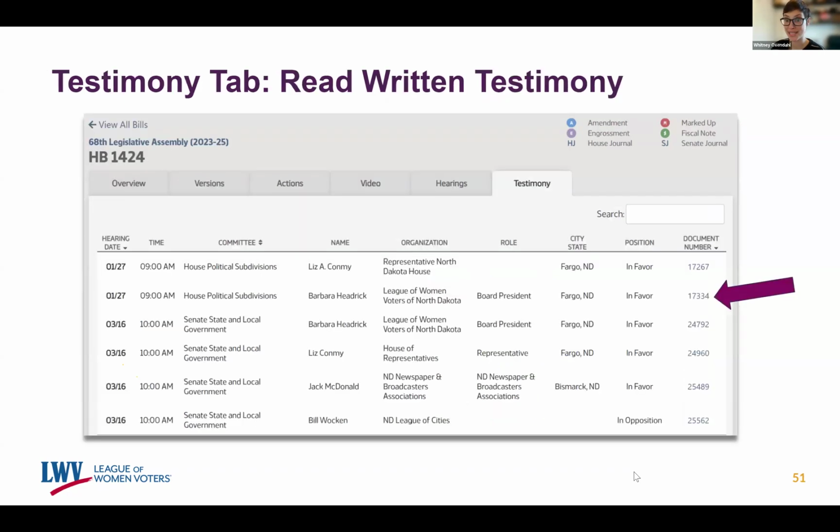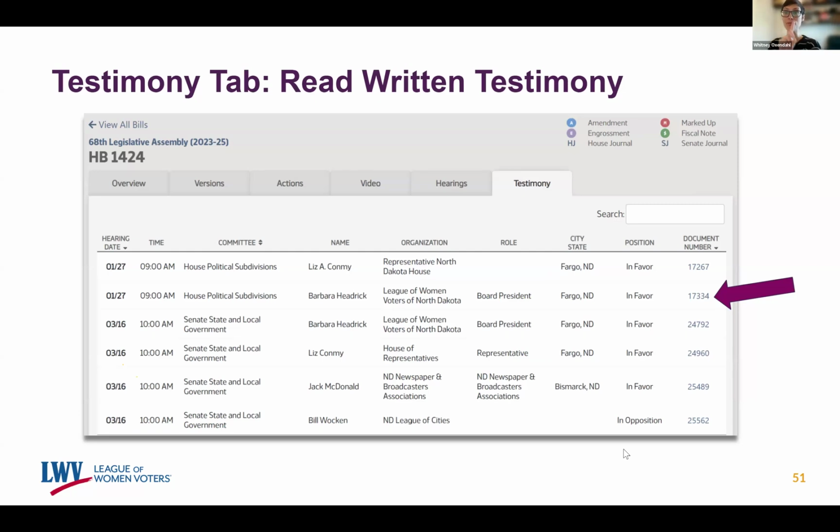We're going to go over to the testimony tab quick, and you can read all the written testimony that was submitted on the bill. You're going to click over to this document number, and you can read what Liz Conmey said, or what Barbara Hedrick from the League of Women Voters said, our testimony. So it's a great way to see even the positions people took. So you see 2, 4, 5, 5 in favor. There's an opposition. You can look through and see how many supported or opposed the bill.